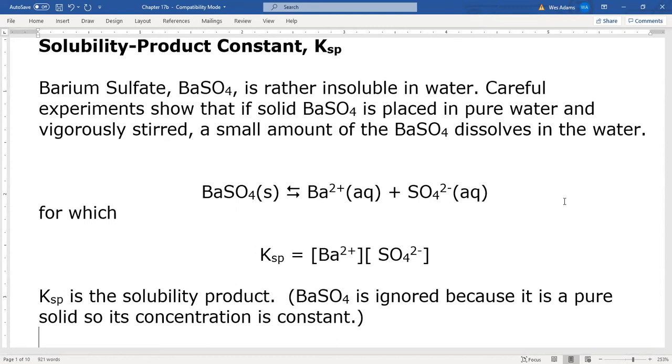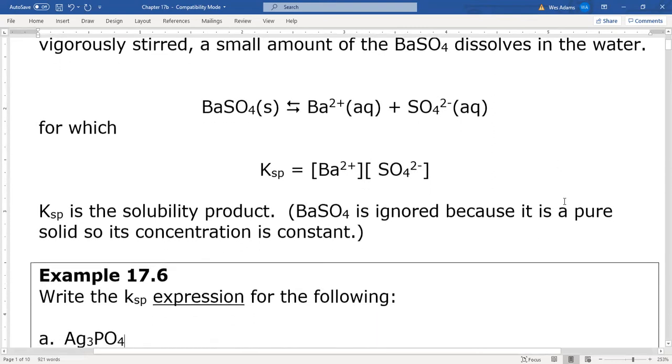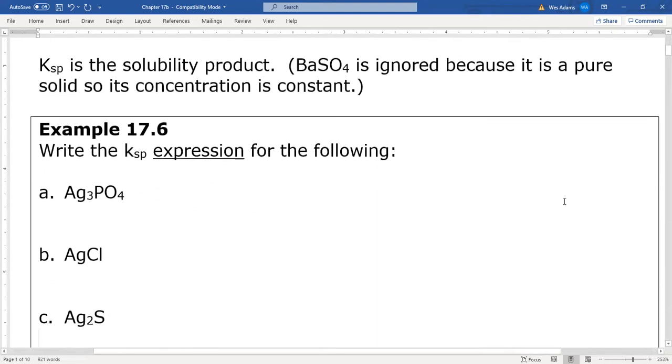And we don't use the barium sulfate that would go on the bottom in a normal equilibrium constant because we don't put pure solids and pure liquids in equilibrium constant expressions. And so we write a Ksp and we call it a solubility product constant. So we're going to write Ksp expressions for these silver salts. Just the expression, we're not doing any calculations.